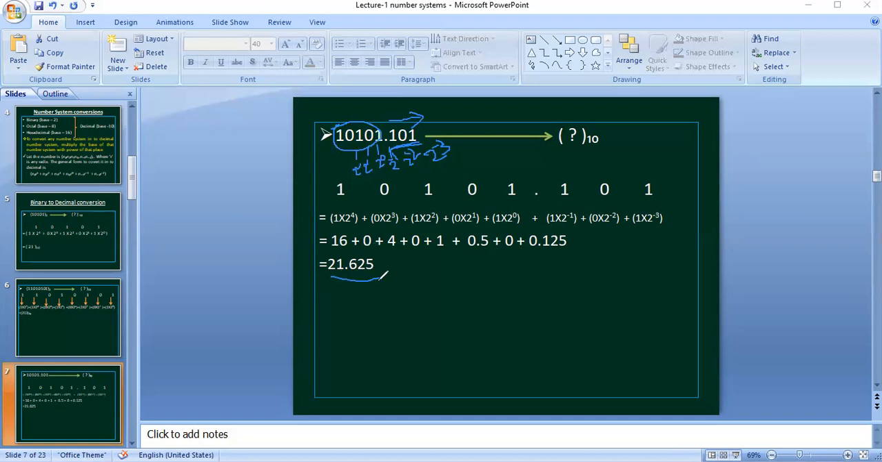So what is the additional step we are doing here? We are multiplying the fractional part with negative powers, which start with -1 from left to right. Okay, so is it clear? Here we are discussing how to convert other number systems into decimal. So this is the first conversion: the given binary number is converted to a decimal number.